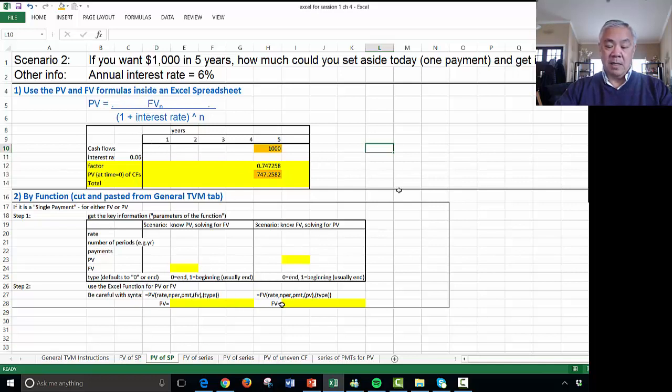Next, we use the function. And here we'll use the PV function. So the rate of interest, 0.06. The number of periods, 5.